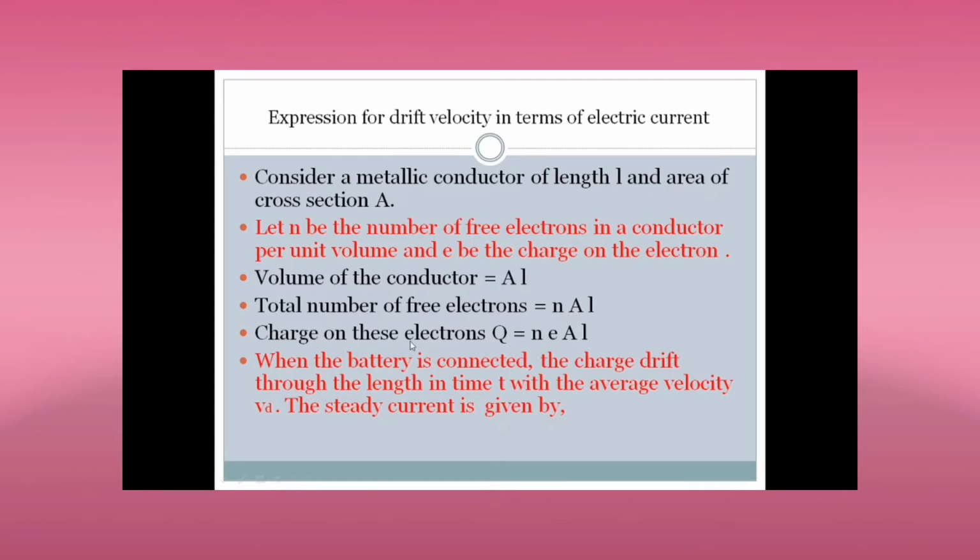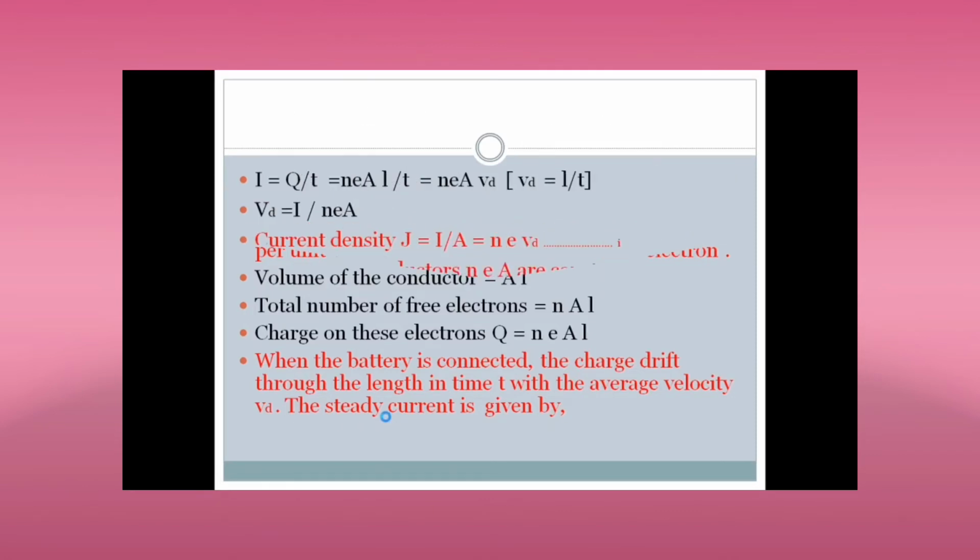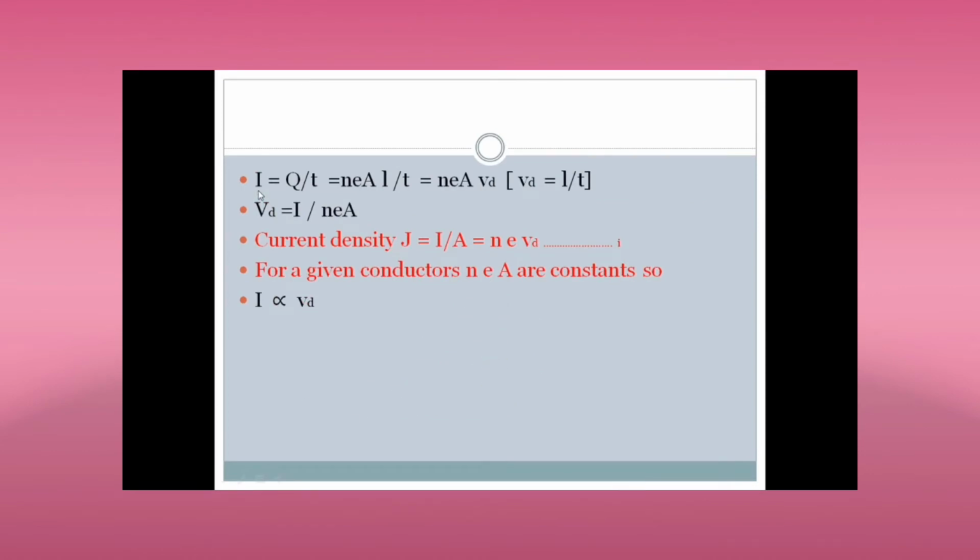What is the charge on these electrons? Multiply this quantity with e, and you will get the total charge on the conductor. So the charge on these electrons, Q, will be equal to neAL. Now when the battery is connected, the charge drifts through the length L in time t with the average velocity vd, which is the drift velocity. Then what will be the expression for current? You know the formula for current. Current is equal to Q upon t.